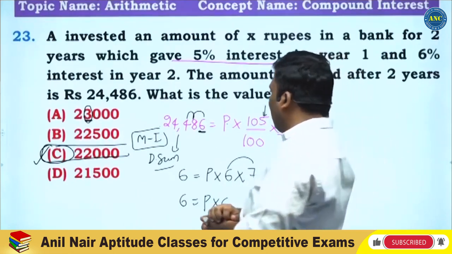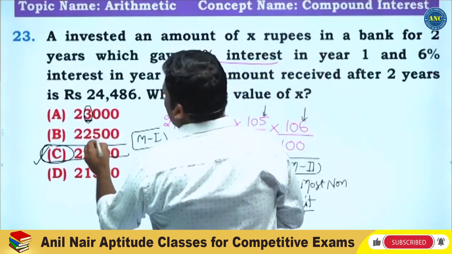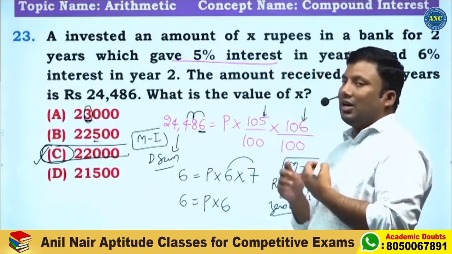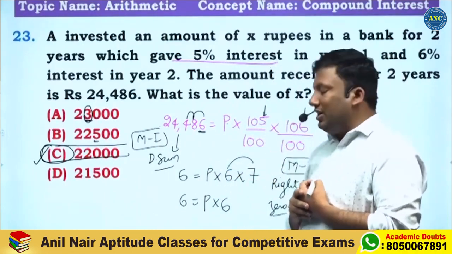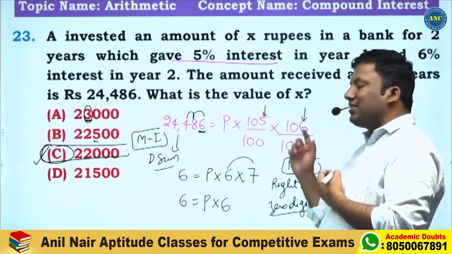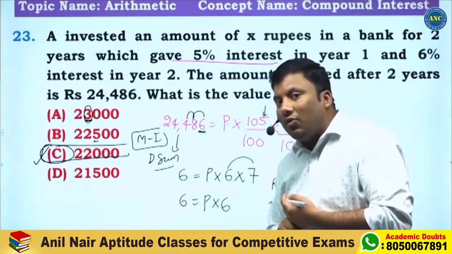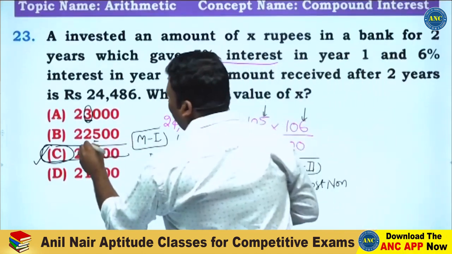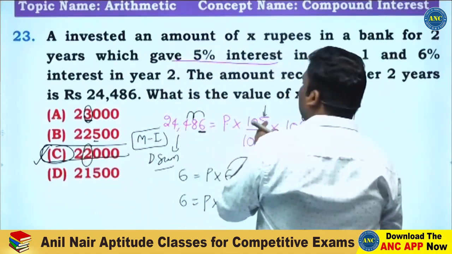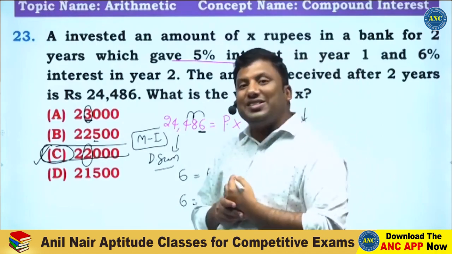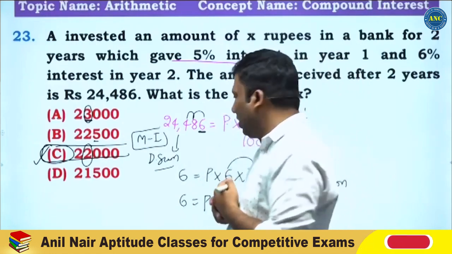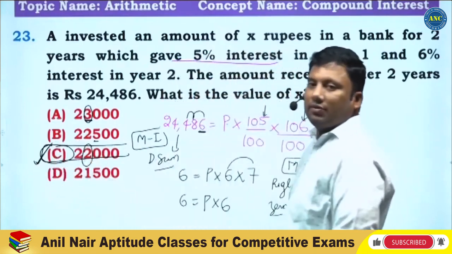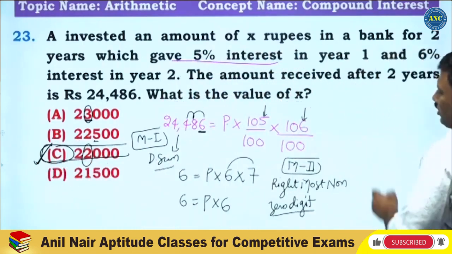Next one, 22,500. Rightmost non-zero digit is 5. 5 5s are 25, unit digit is 5. 5 6s are 30. What is the rightmost non-zero digit? 3. It is not possible. If it is 2, 2 5s are 10. 10, what is the rightmost non-zero digit? 1. 1 6 is 6. It is 22,000. Method 2.